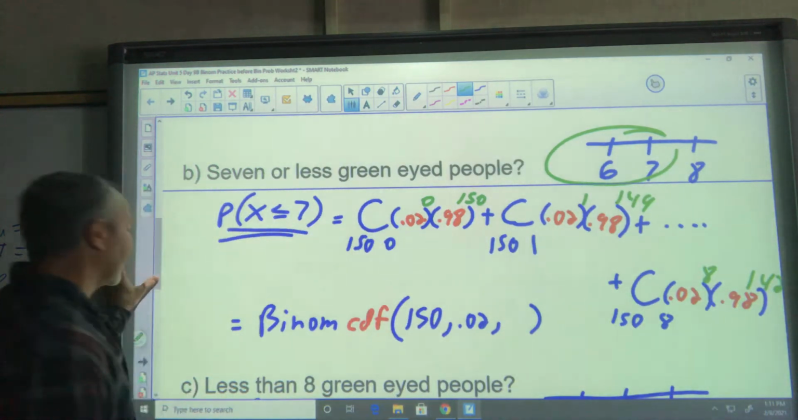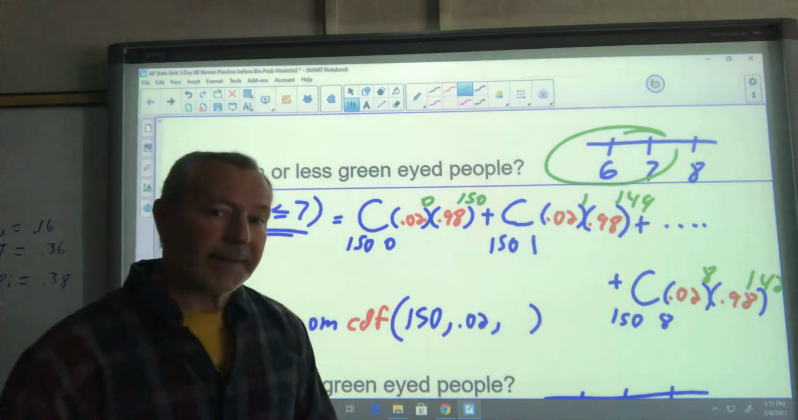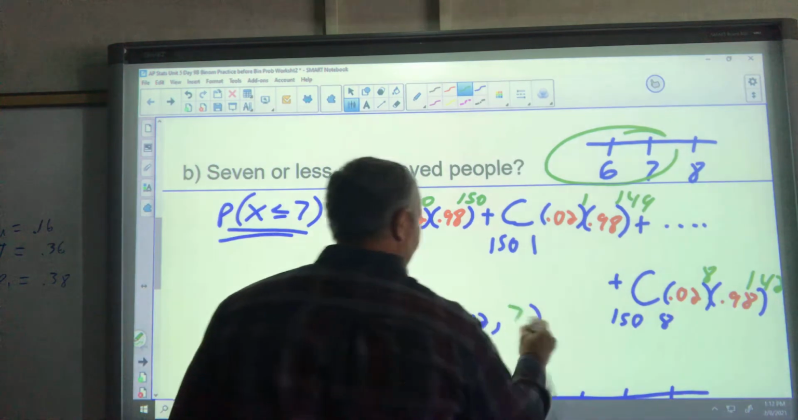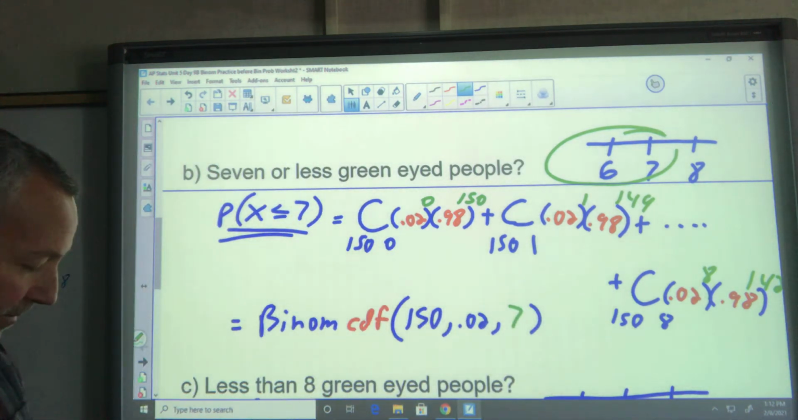All right, and then again, that just translates into binomial CDF. Notice it's CDF now. And I'm putting in the same thing. I'm putting in 7 there. But now it represents 7 and everything before it because I'm on CDF.